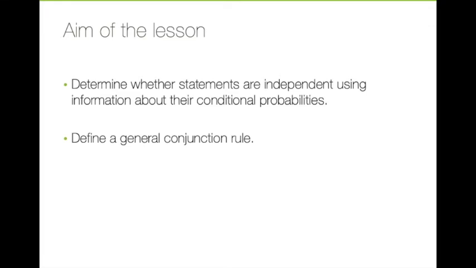So the goals of this lesson are to figure out how to determine whether statements are independent, and we're going to use information about their conditional probabilities to do so. And then we're going to define a general conjunction rule and look at an example of how to use it.